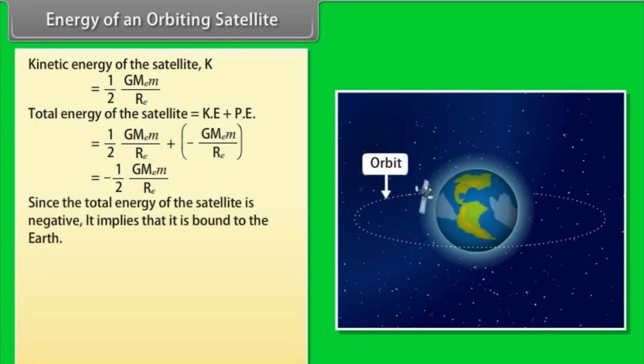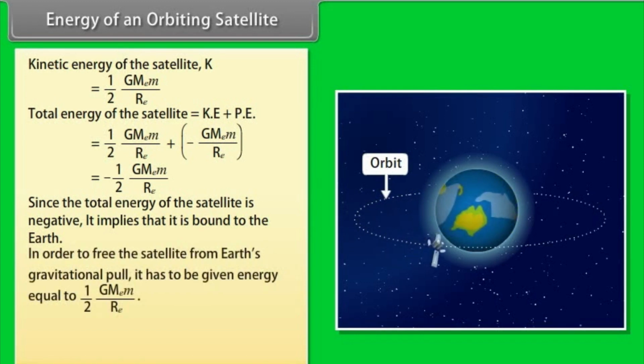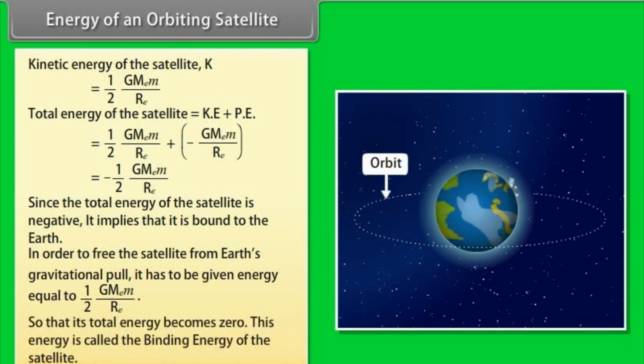Since the total energy of the satellite is negative, it implies that it is bound to the Earth. In order to free the satellite from Earth's gravitational pull, it has to be given energy equal to 1 by 2 G M_E m divided by R_E, so that its total energy becomes 0. This energy is called the binding energy of the satellite.